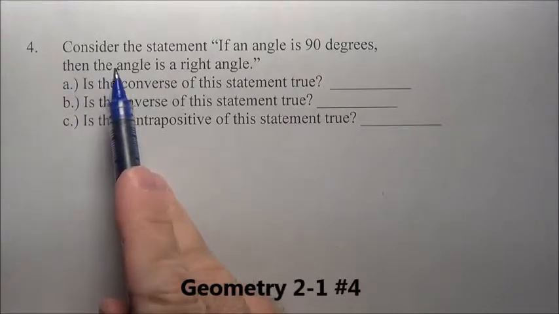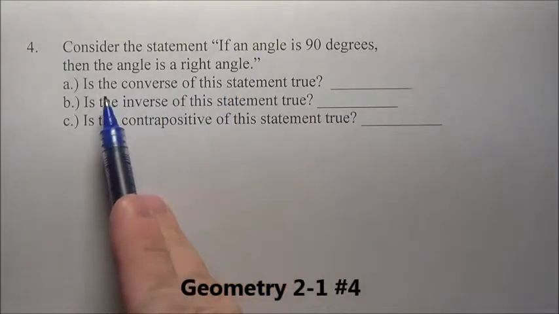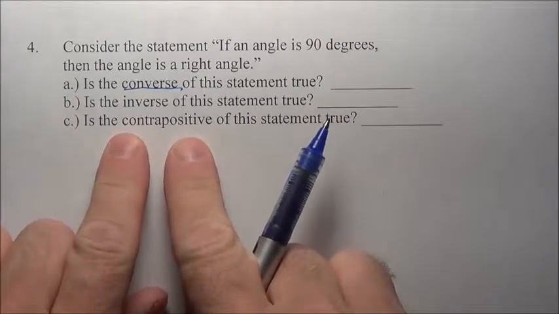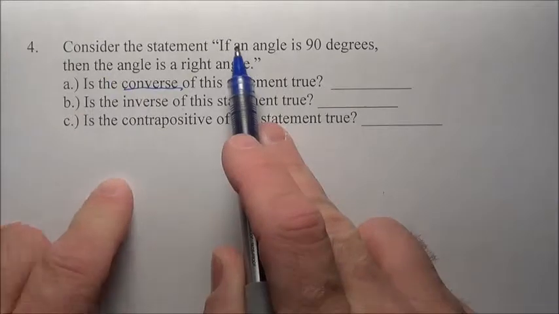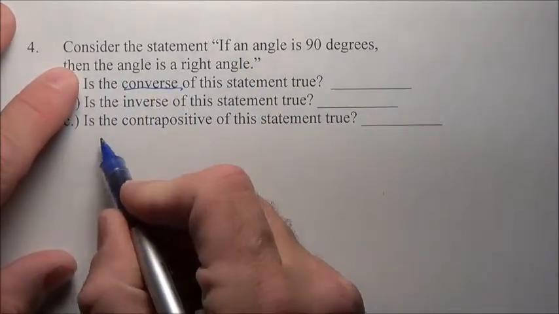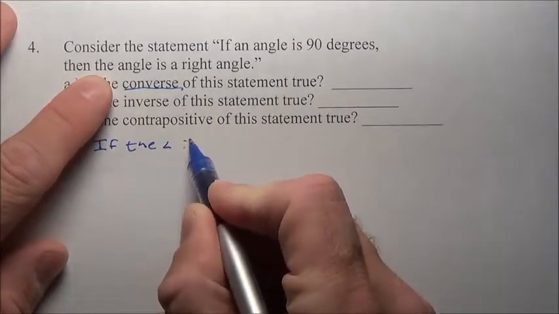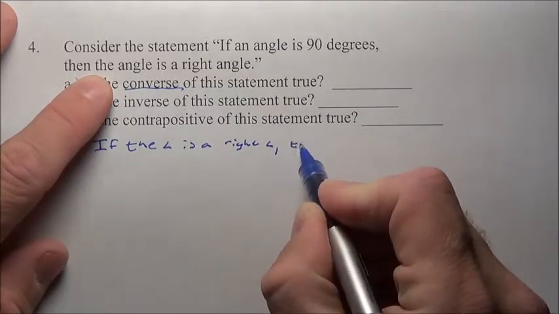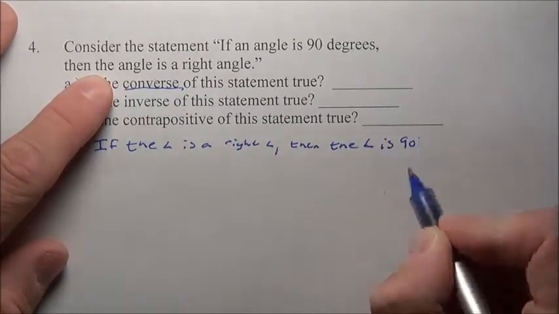Here's problem 4. It says, consider the statement, if an angle is 90 degrees, then the angle is a right angle. Is the converse of this statement true? Converse. Remember, converse are like tennis shoes where we put them on the wrong feet. You just switch it. The if becomes the then part, and the then becomes the if part. So the converse of this statement would be, if the angle is a right angle, then the angle is 90 degrees.